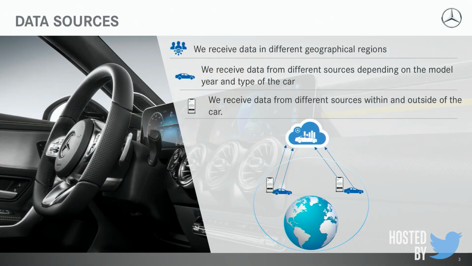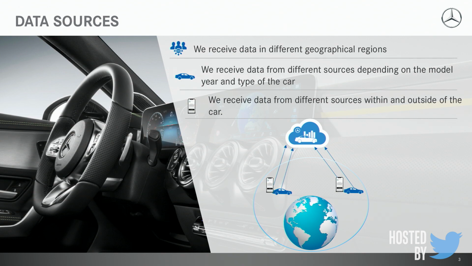For example, China has completely different rules and regulations as compared to what is being accepted by Eastern and Central Europe because of the GDPR, which was introduced in May of this year. So overall we receive data in different regions. Now, in each of these geographical regions, we receive data from different models of the car.